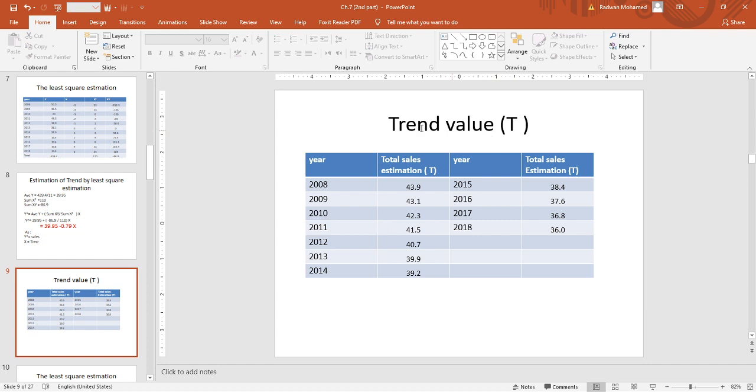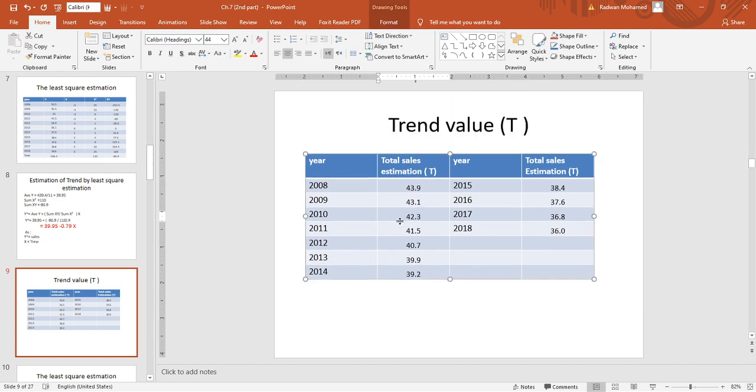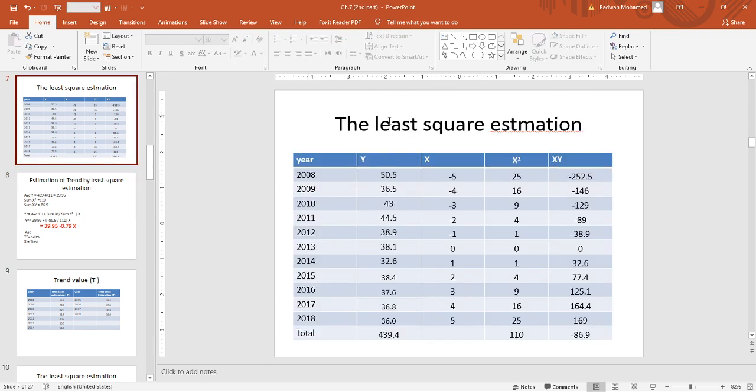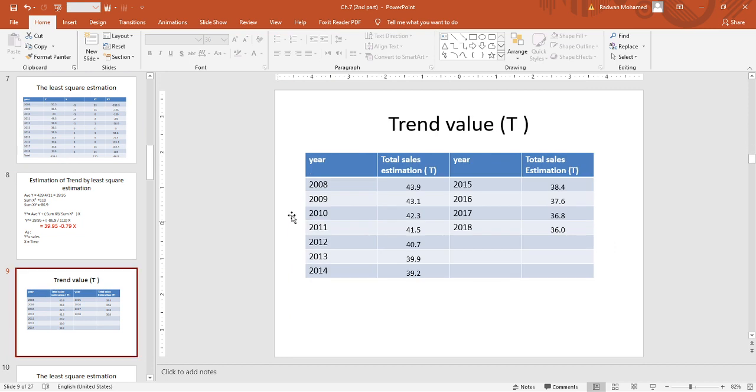For the trend value, I will remove the x value and replace it with its value, which corresponds to the year that I want to calculate. It's very easy. Okay, so let's move on.